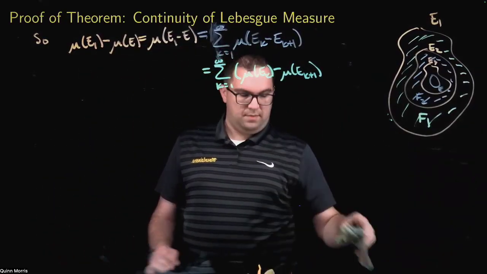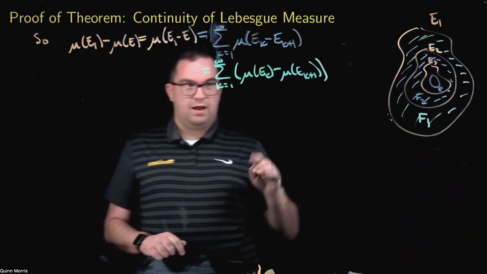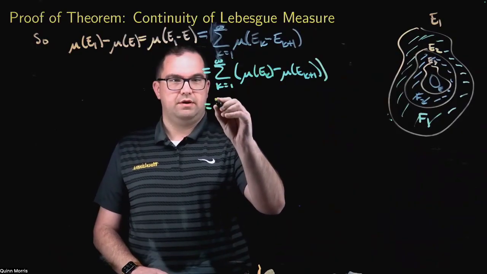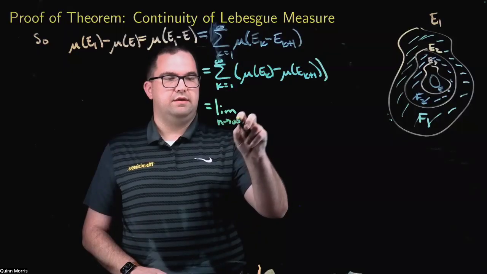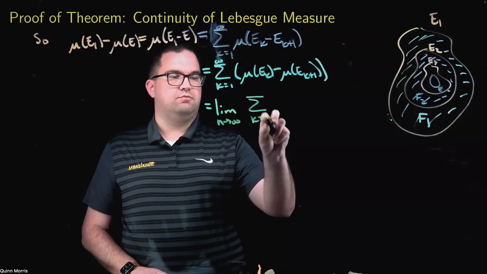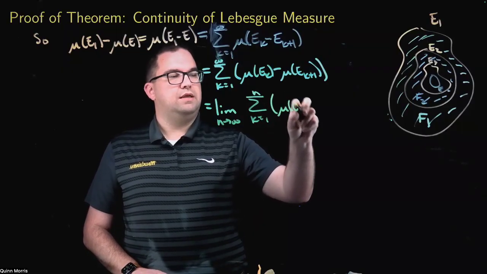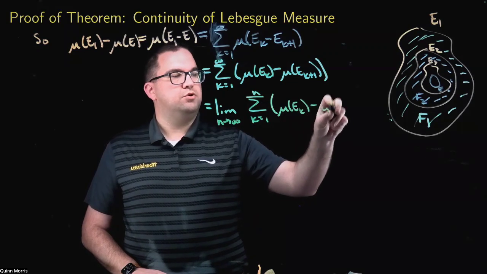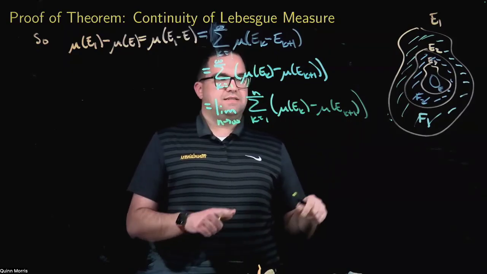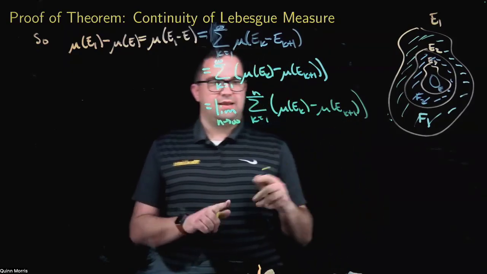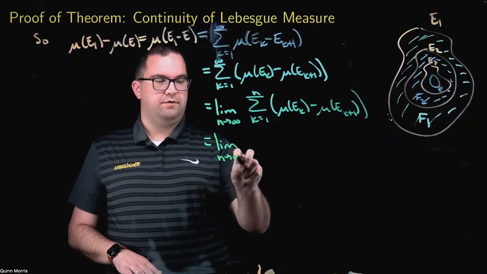And if I look at this infinite sum I have here, I can express this as a limit, right? This is the limit as n goes to infinity of the sum k equals 1 to n. So now this is a finite sum of mu Ek minus mu of Ek plus 1. Okay. But now this is a telescoping sum. So if I think about writing out what happens here, so let me keep the limit here.